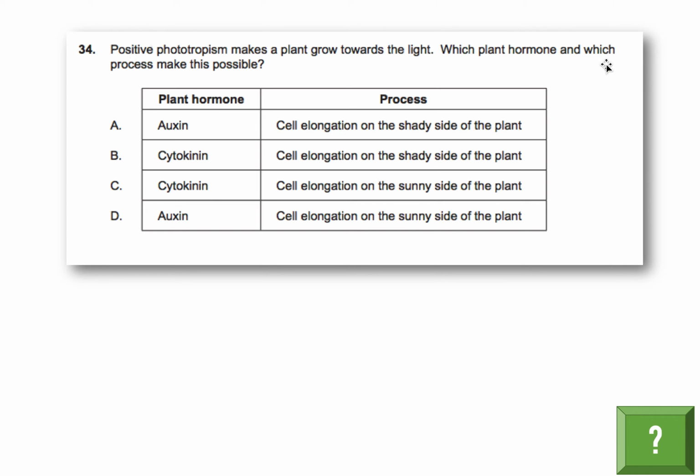So which plant hormone is responsible for this? We know it's auxin, okay? Auxin is the hormone responsible for phototropism. So it's going to be A or D. We already eliminated half of the options, because cytokinin is a hormone responsible for fighting diseases in our bodies, okay? Cytokine. So it's definitely A or D.